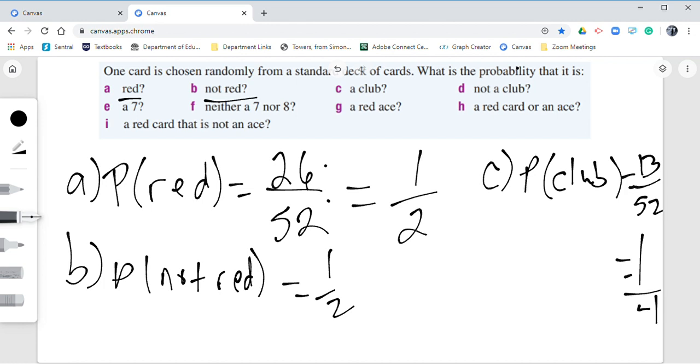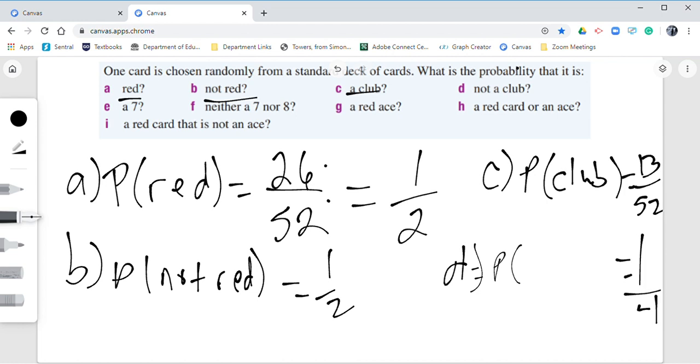And that's the probability of something being a club. So D. I'm going to run out of room really quick here. So D, we got that one done. So this was 1/4. It's going to get really messy here fast. Okay, so D, I'll try not a club and see if I can get D to fit in here.